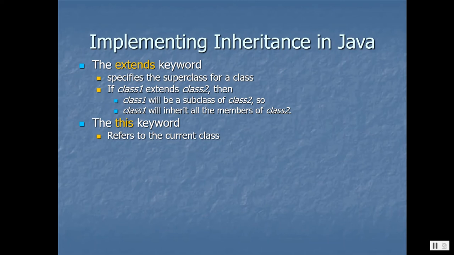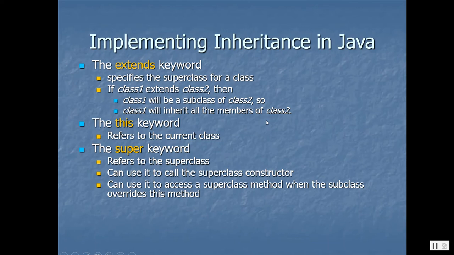And I think I showed you before that I can use the this keyword if I'm referring to member variables. I often don't have to do that, but sometimes there might be a case where I will need to, and I'll show you an example of that as we go through these slides. And then there's another keyword called super. It refers to the superclass. We're going to use it in at least two contexts.